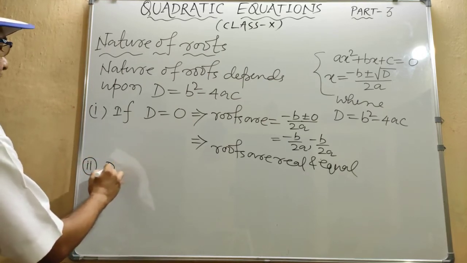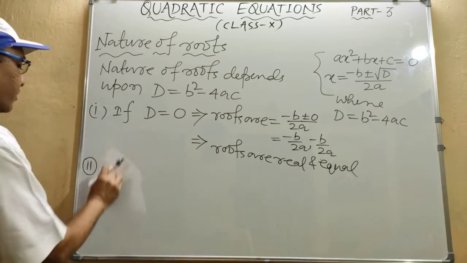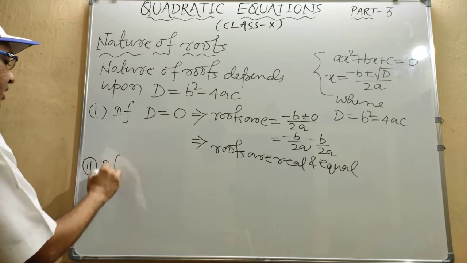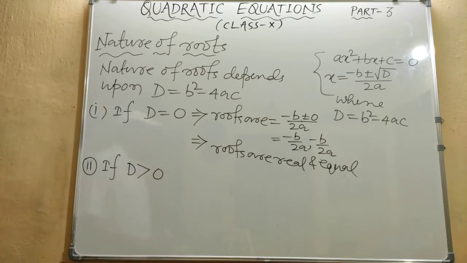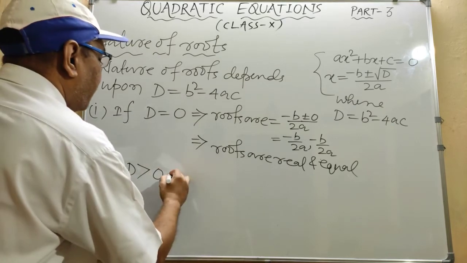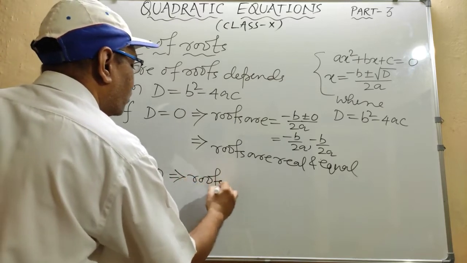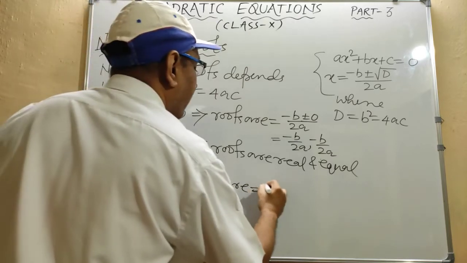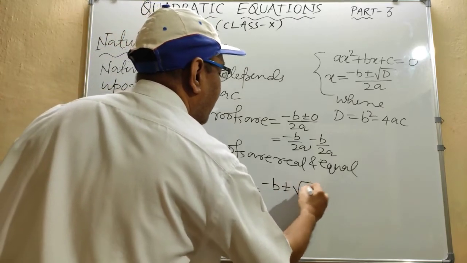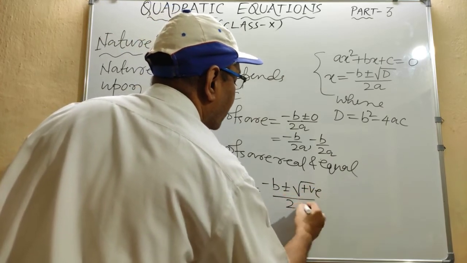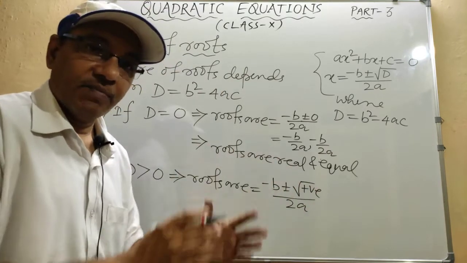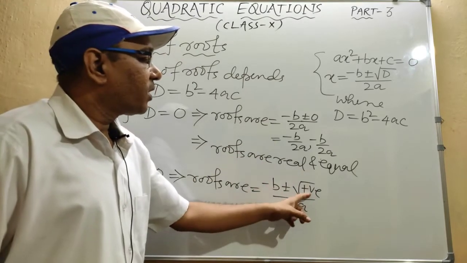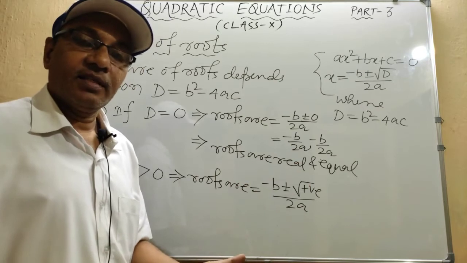Second, if d is पॉजिटिव, greater than 0 का मतलब समझते हैं, पॉजिटिव नंबर समझते हैं ना. d का वैल्यू अगर पॉजिटिव आए तो क्या होगा? Then roots are minus b plus minus root d, d is something positive, by 2a. What does it mean? d के जगह पर कोई positive quantity, in place of d something positive. So what will happen? Square root of positive quantity will be a positive quantity.